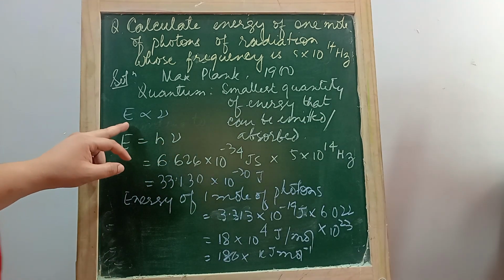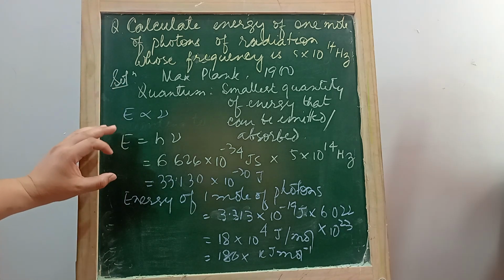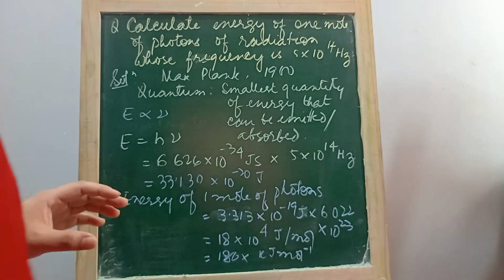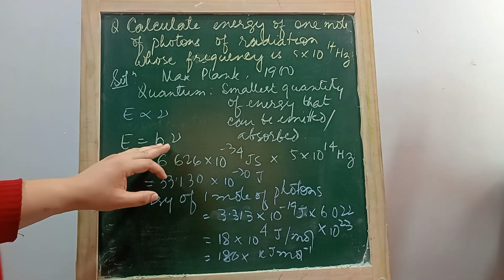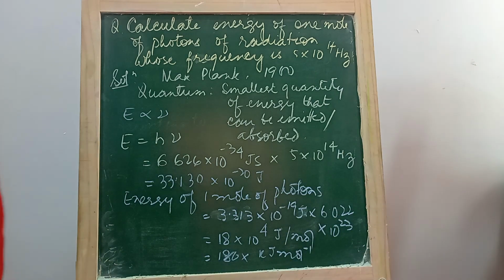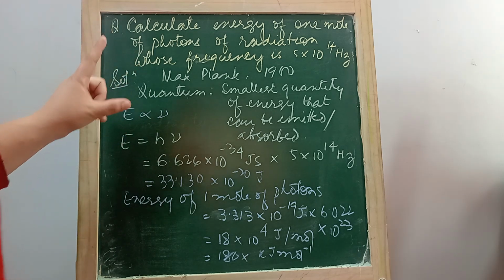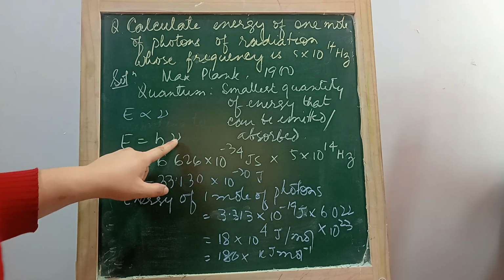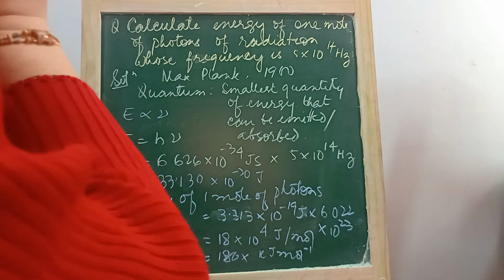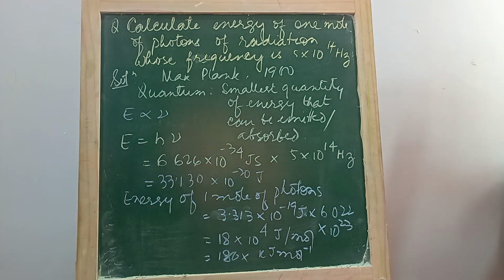So the quantum or quanta of energy should come in packets, and its value is proportional to the frequency of the light that is emitted or absorbed. The energy of one photon or one quantum will be equal to h into nu, where h is the Planck's constant, and it has a value of 6.626 into 10 to the power minus 34 joules second.